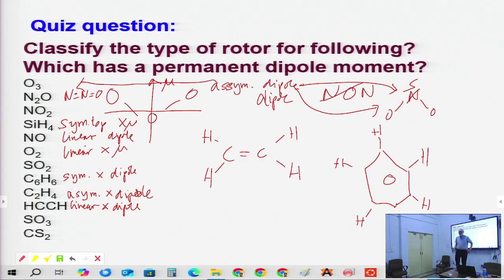SO3 is slightly beyond my planar drawing. It looks like that. It's a pyramid. Any idea what sort of top it is? Yeah, it's a symmetric top. Dipole or no dipole? It has a dipole, yeah, because if it was planar, it wouldn't have a dipole, but I think it's not planar. It's a pyramid.